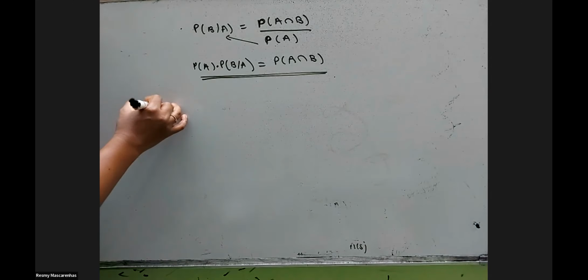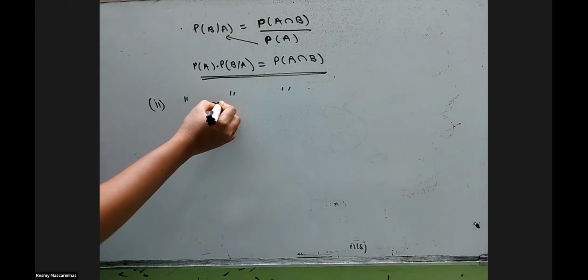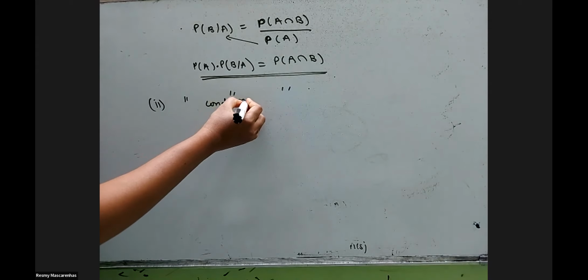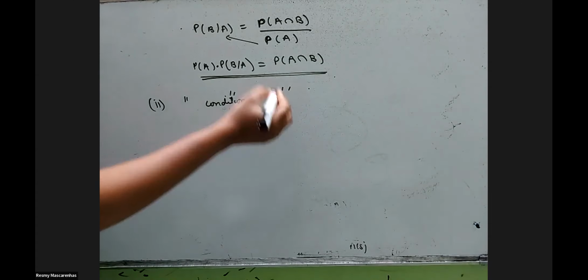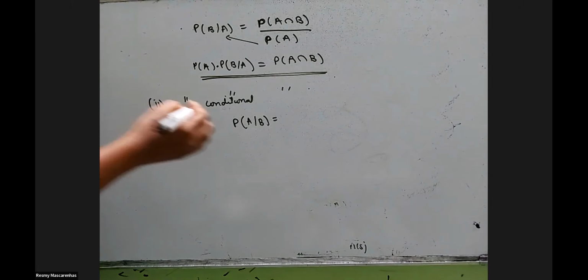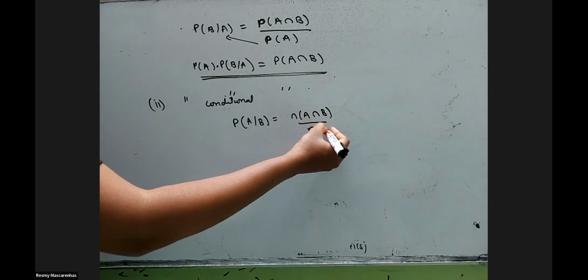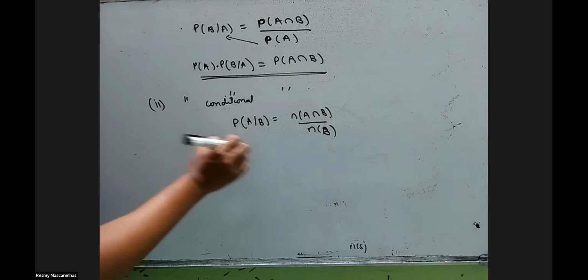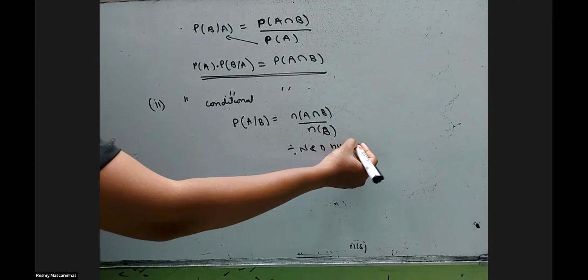Same way, second proof. Same thing from the conditional theorem of probability. We know that now the other one, A upon B. Divide numerator and denominator by n of S.